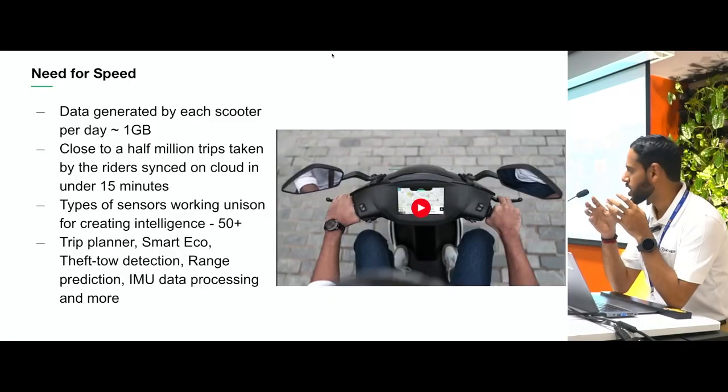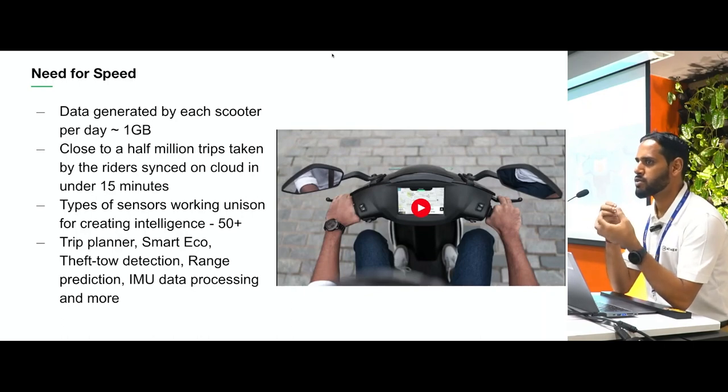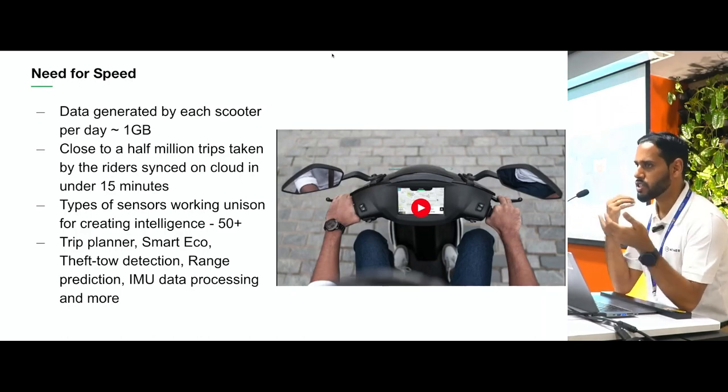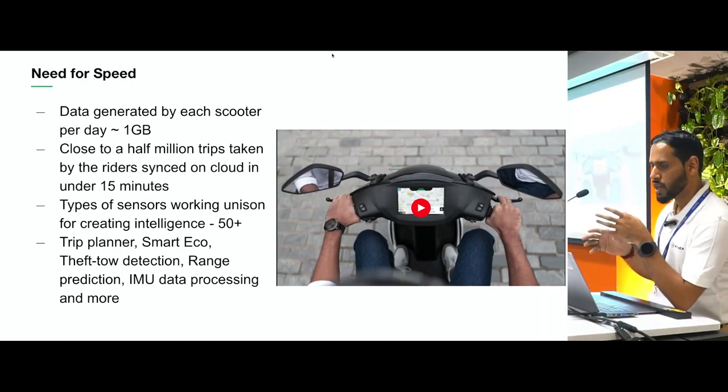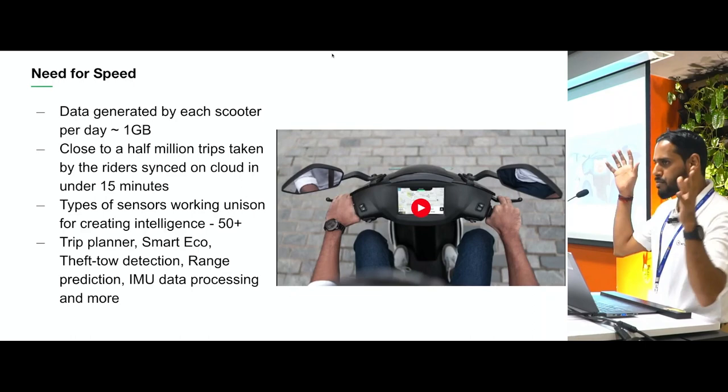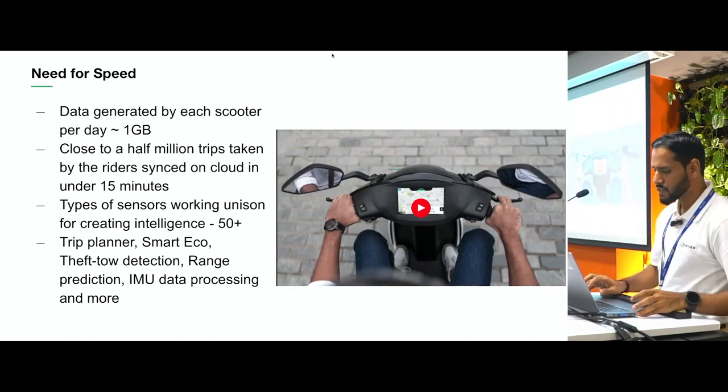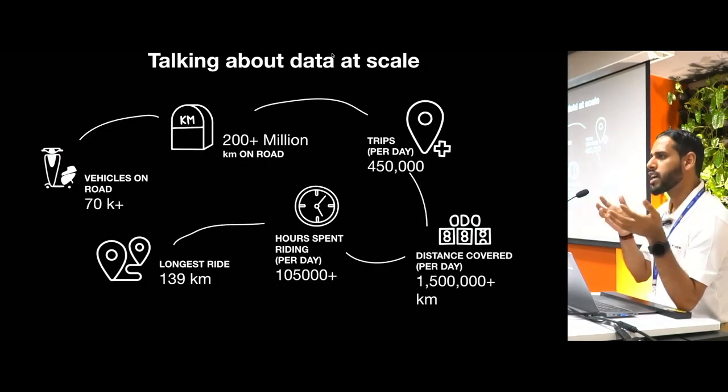And as I said, multiple sensors, and finally, not just rides. Around the ride, around the usage of the vehicle, around the efficiency that we can leverage from the vehicle, all of it is computed in the vehicle. And all of this also needs to be leveraged as an intelligence layer. Now, this is just about one vehicle. If I blow this up and look at it from a bird's eye view, what does the scale look like? There are roughly about 80,000 scooters.